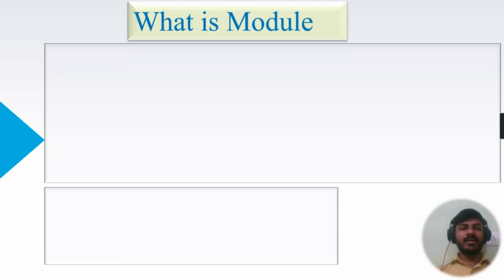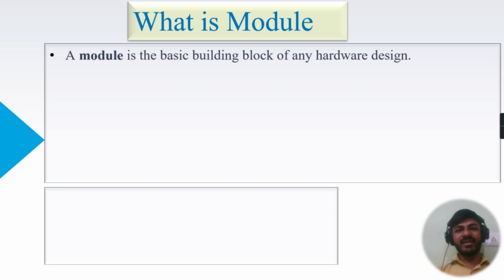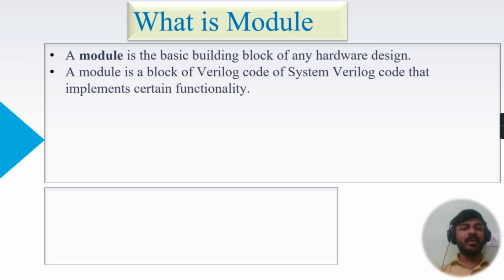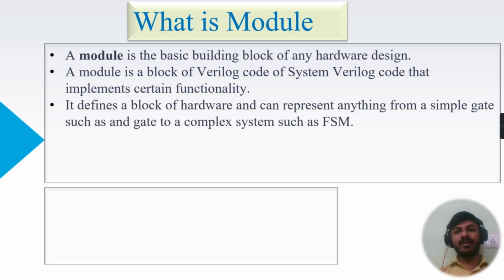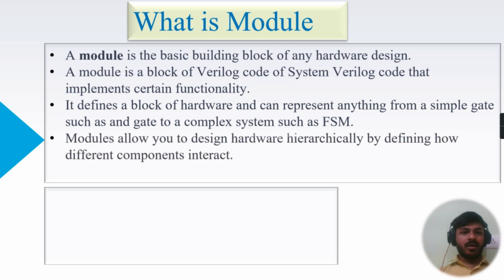So let's get started with understanding the module. What exactly is a module? Basically, a module is a basic building block of any hardware design, and a module implements certain functionality, such as any hardware circuit like an AND gate, OR gate, or half adder. It defines a block of hardware and can represent anything from a simple gate such as an AND gate, NOT gate, XOR gate, to a complex system such as an FSM, such as a Mealy machine or Moore machine. A module also allows you to design hardware hierarchically by defining how different components interact.